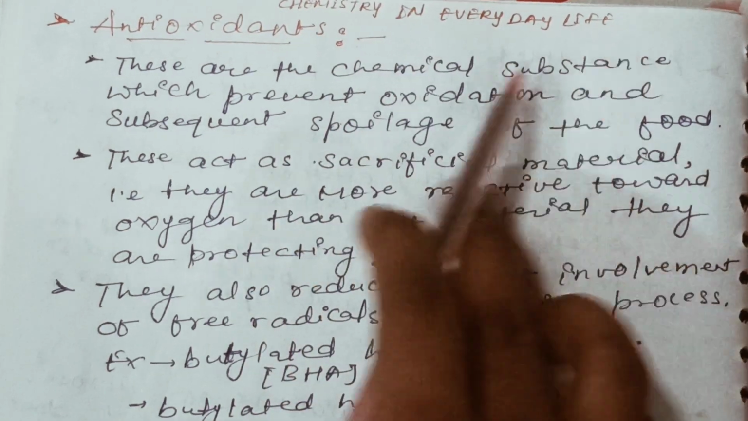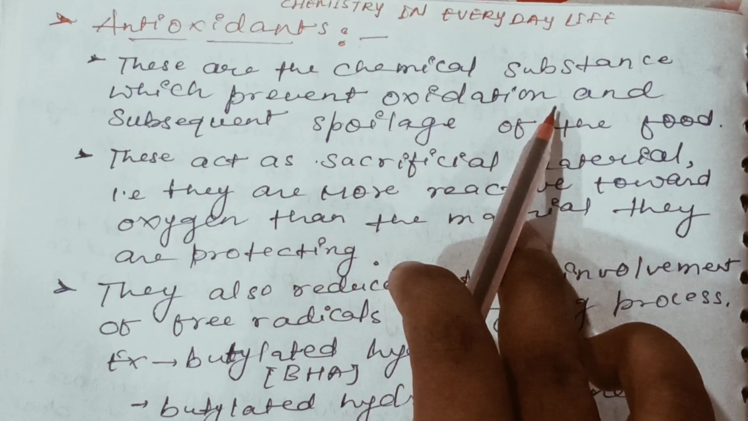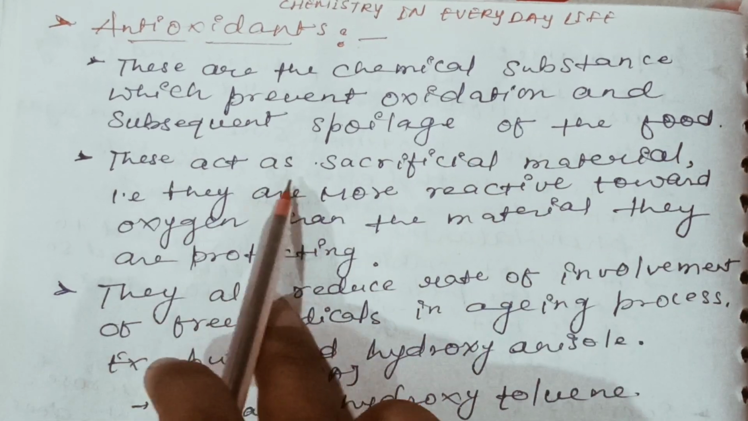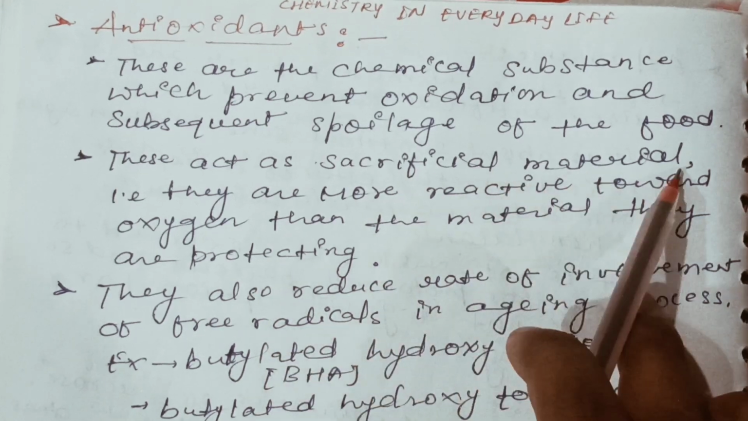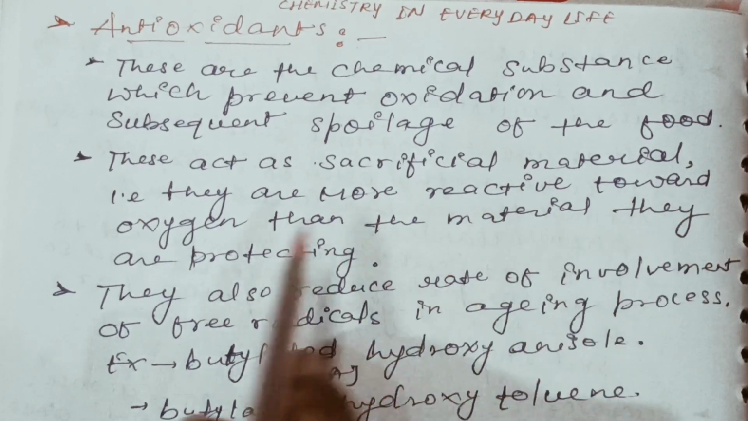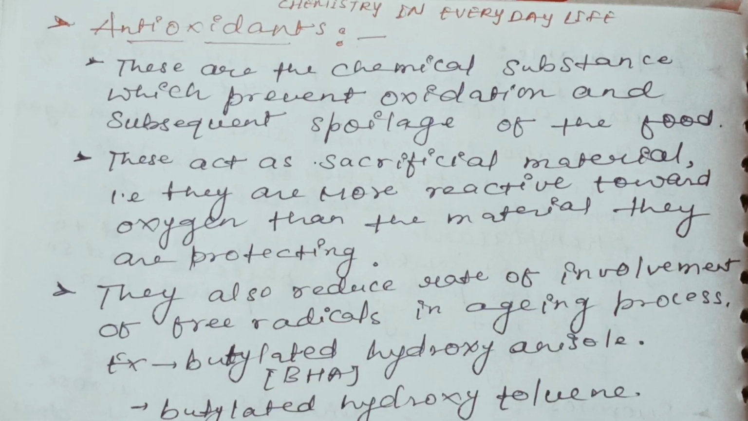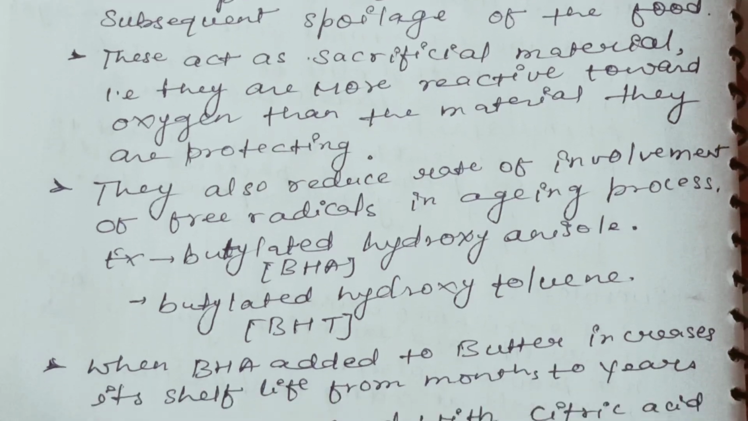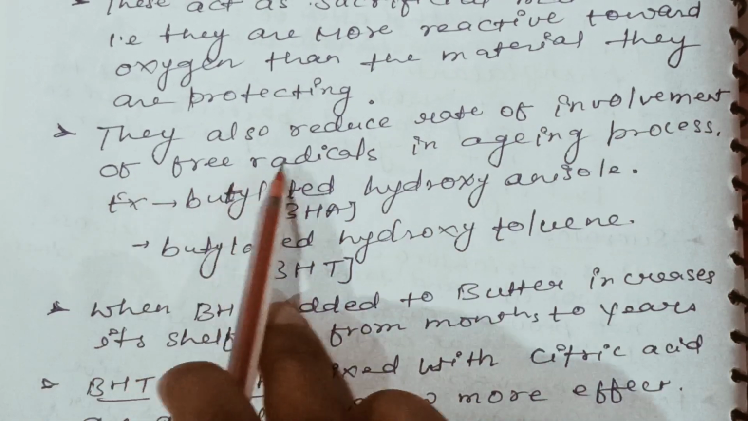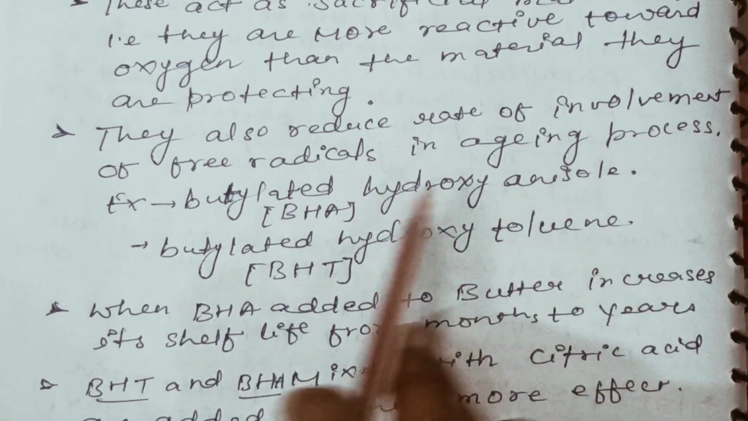Chemistry in everyday life: antioxidants. These are chemical substances which prevent the oxidation and subsequent spoilage of food. These act as sacrificial material, that is, they are more reactive toward oxygen than the material they are protecting. They also reduce the rate of involvement of free radicals in the aging process.